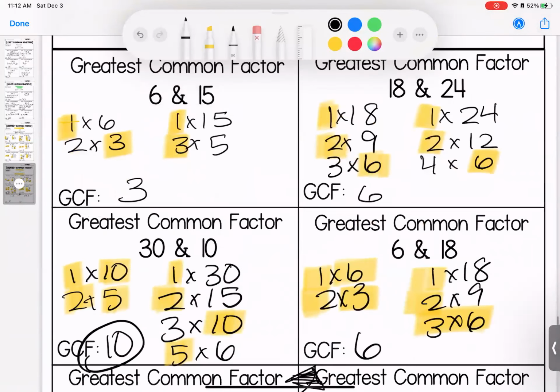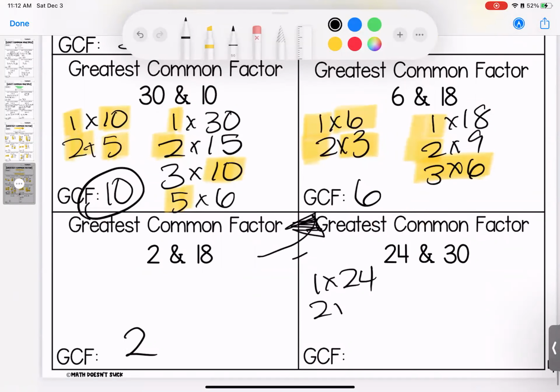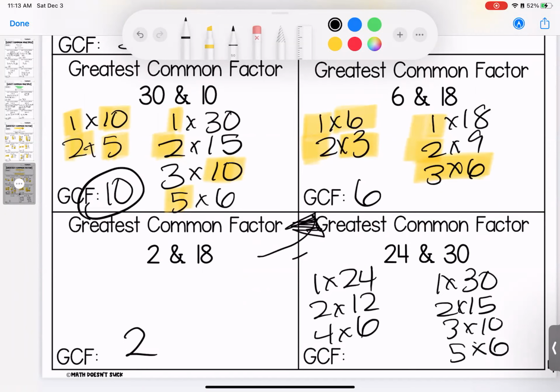For 24, we factored that up here. We had 1 and 24, 2 and 12, 4 and 6. For 30, we factored it here, 1 and 30, 2 and 15, 3 and 10, 5 and 6. Biggest in common. We share a 1, a 2, no 4, we share a 6. Greatest common factor is going to be 6.